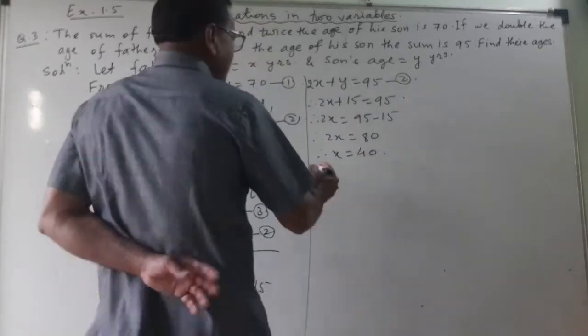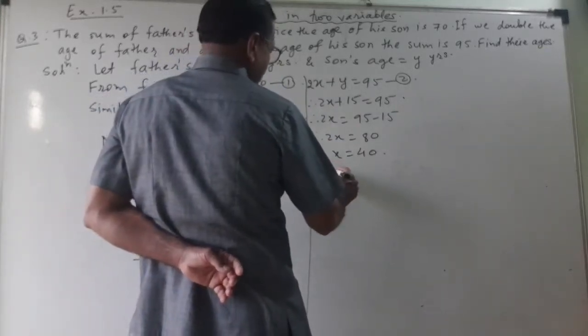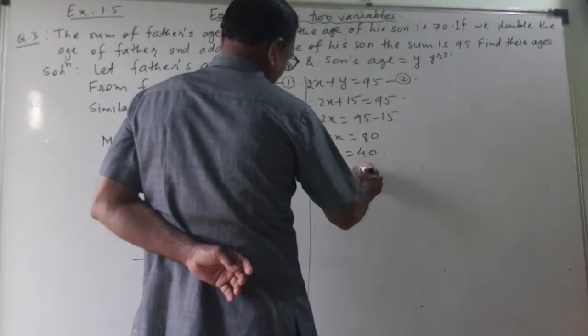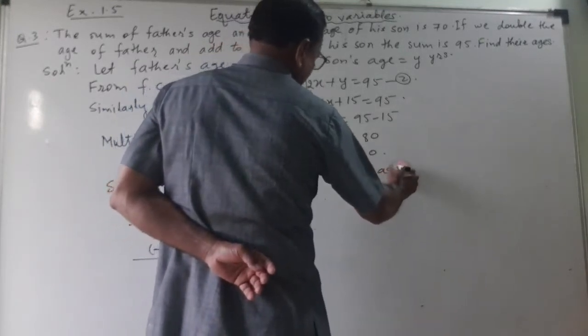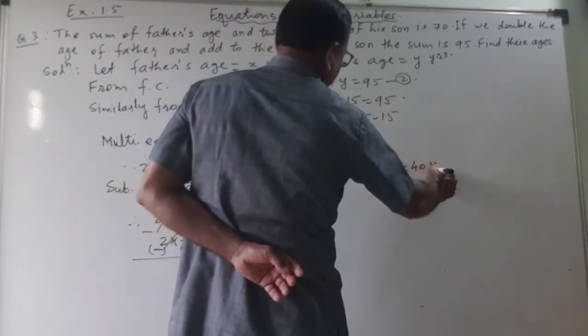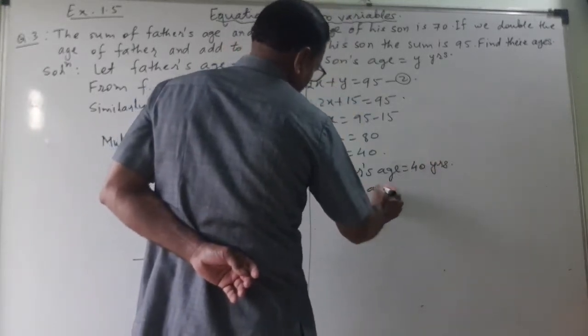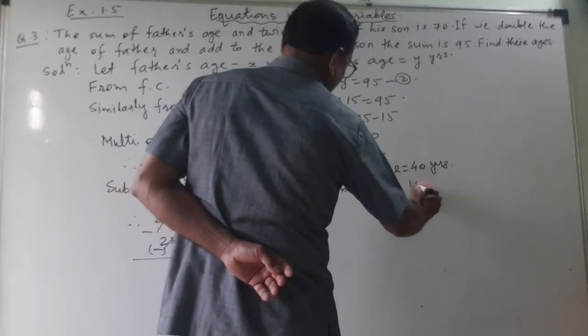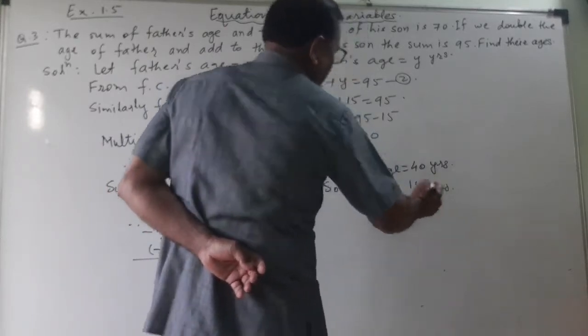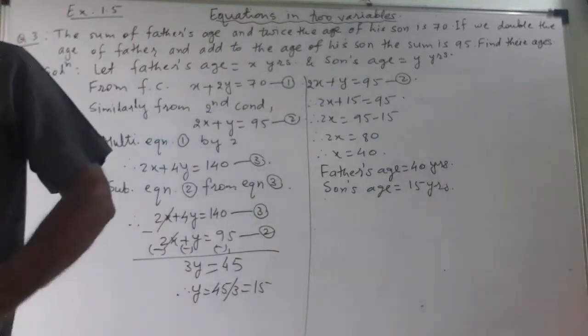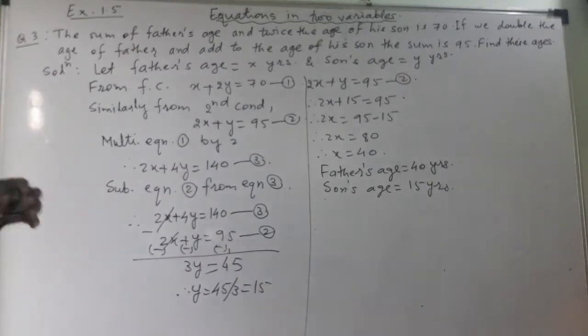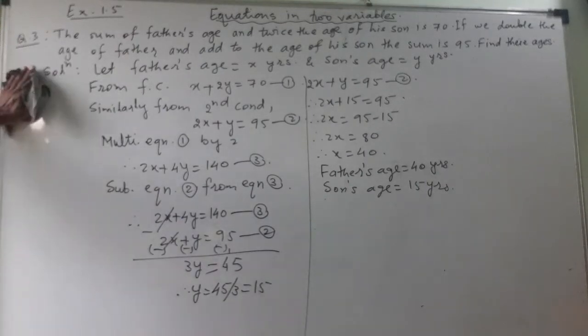Find their ages. Father's age is equal to 40 years. Son's age is equal to 15 years. So these are the answers. This was a simple sum. So take a screenshot if you need. I am rubbing this.